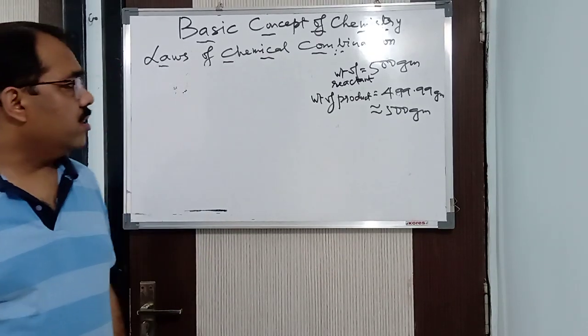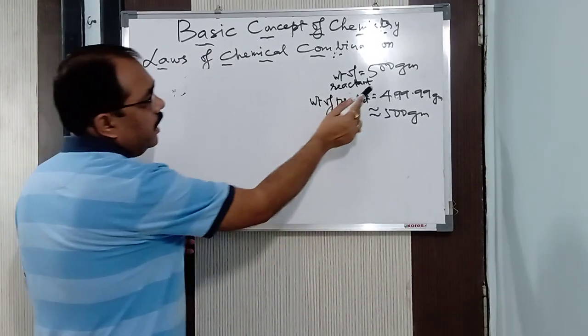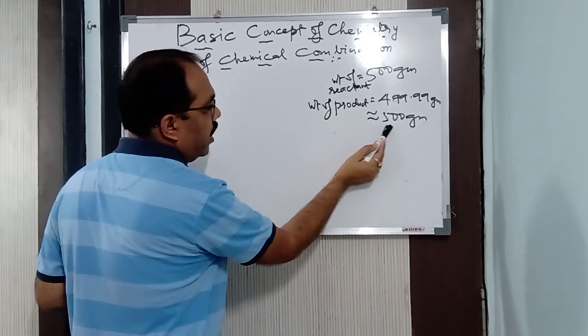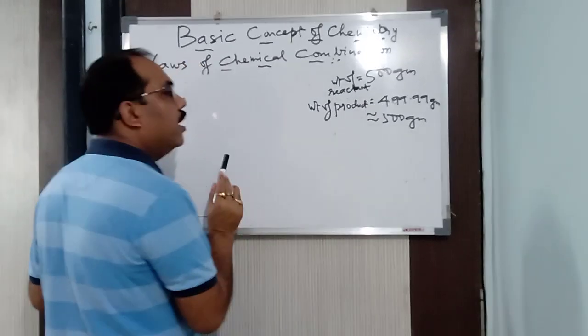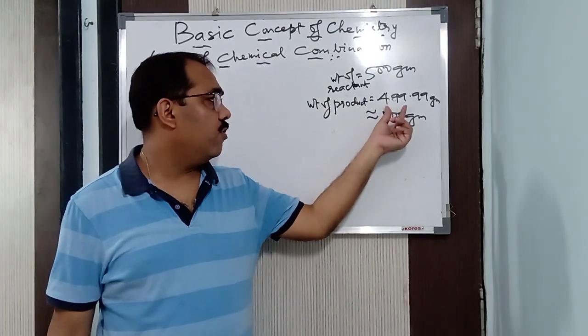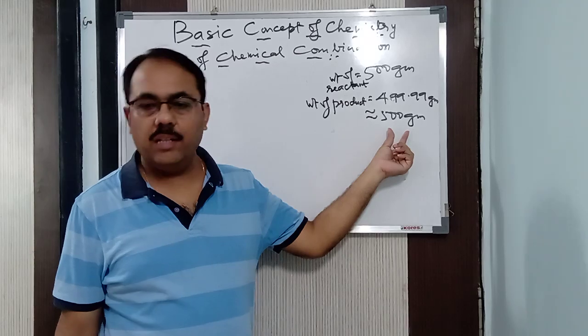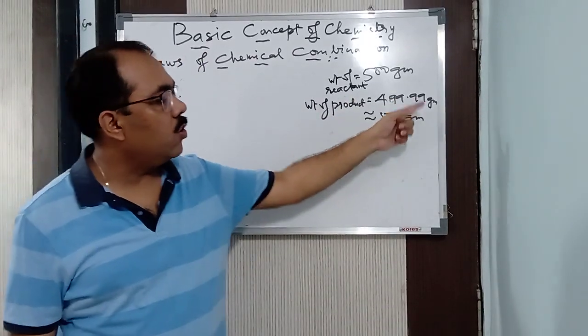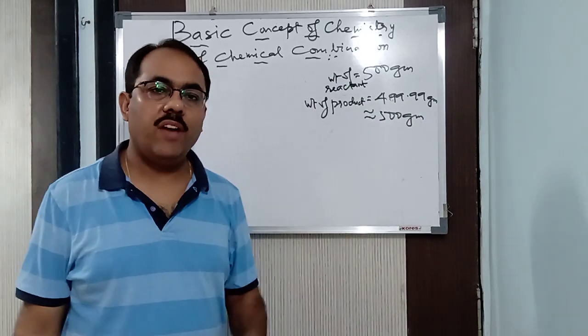Now, students, you see that the weight of the reactant is 500, and the weight of the product is 499.99, which I took as approximately 500. Now, definitely a question is coming into your mind: Sir, it is 499.99, it is approximately 500, but it's not 500. So where has that 0.01 gram of mass gone?